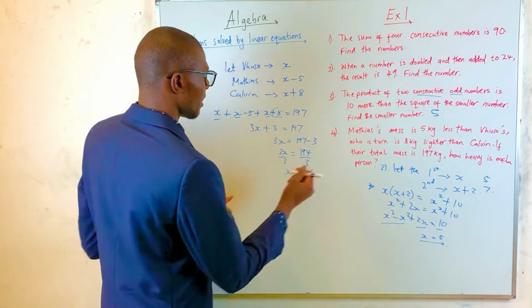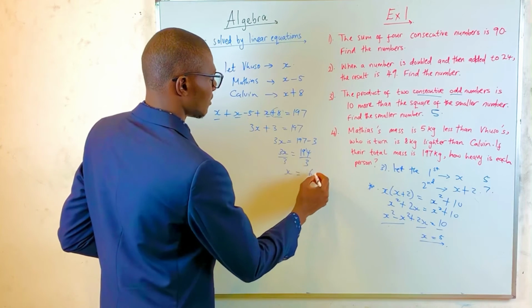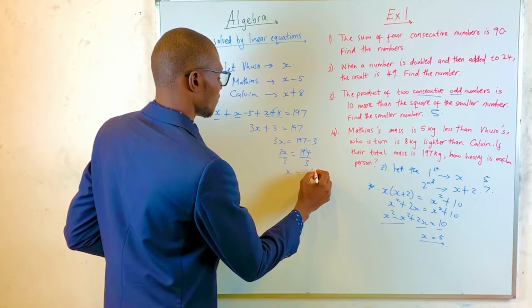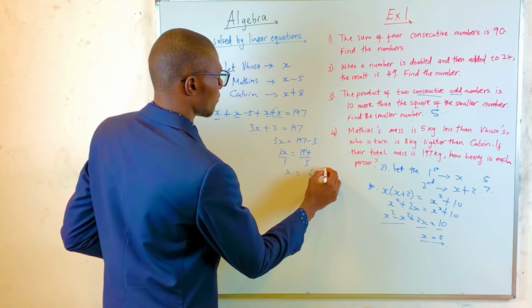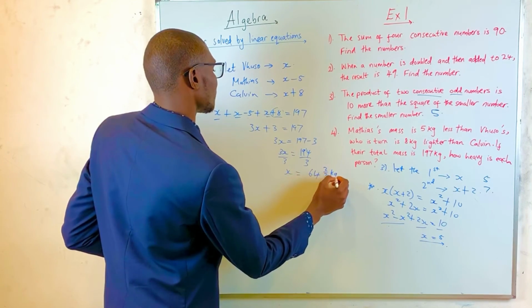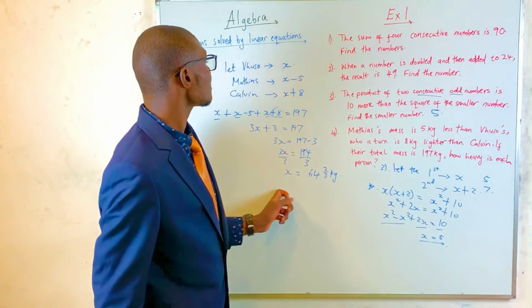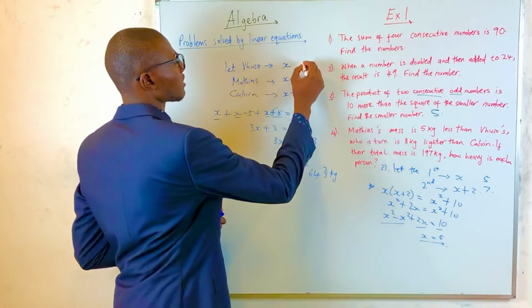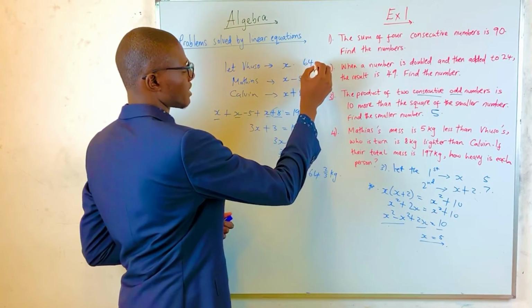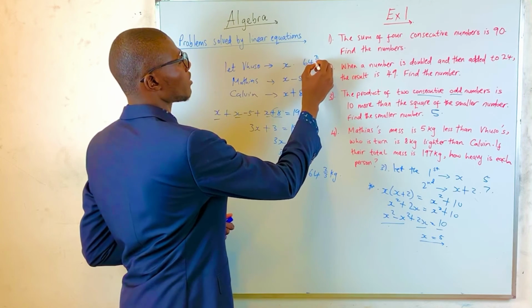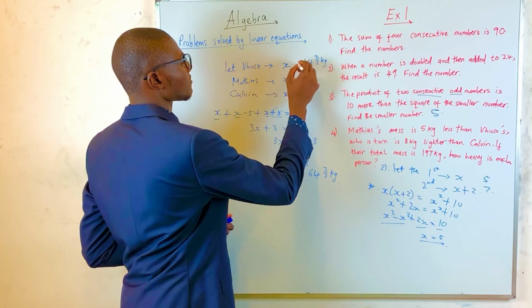Then if we carry a 1 here, then that will be what? 2, 4, that's 4 into 3 kilograms. So 64 and 2 thirds kilograms. This is the mass of Vusu, right? So Vusu has a mass of 64 and 2 thirds kilograms.